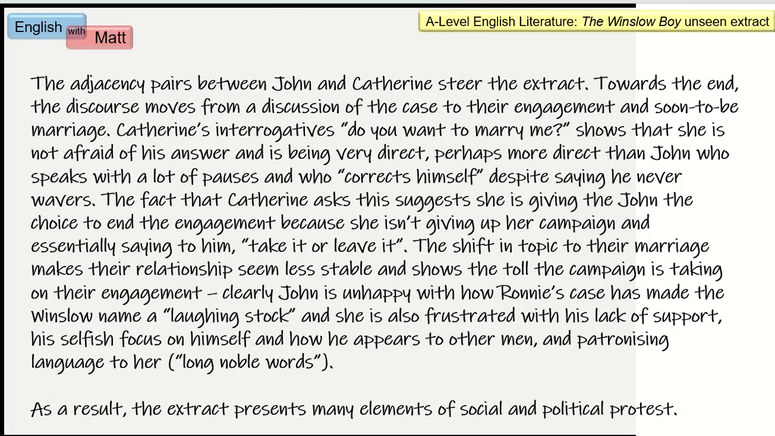The shift in topic to their marriage makes their relationship seem less stable and shows the toll the campaign is taking on their engagement. Clearly, John is unhappy with how Ronnie's case has made the Winslow name a laughingstock, and she is also frustrated with the lack of support, his selfish focus on himself, and how he appears to other men, and patronising language to her, long noble words. As a result, the extract presents many elements of social and political protest.